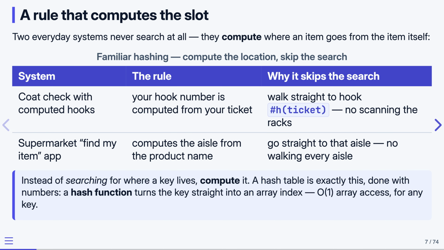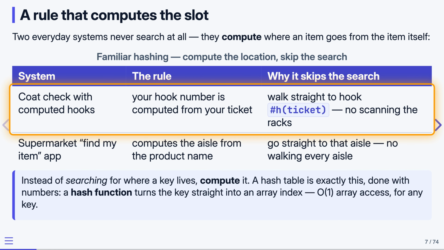2 everyday systems never search at all. They compute where an item goes, straight from the item itself. The first is a coat check with computed hooks. Your hook number is computed from your ticket. You walk straight to hook H of ticket. You never scan the racks.